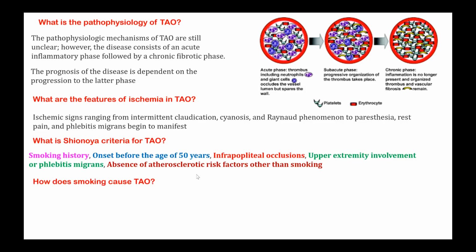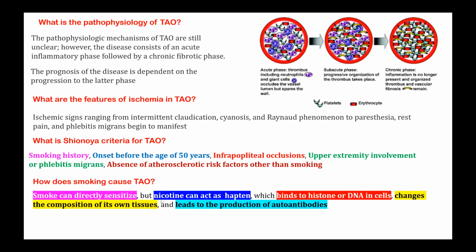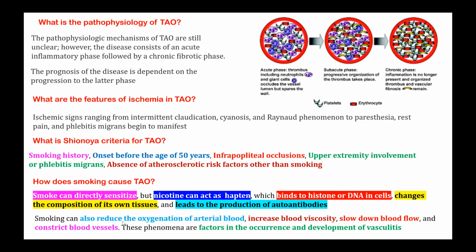And how does smoking cause TAO? Smoke can directly sensitize, and nicotine can act as a hapten. It binds to histone or DNA in cells, changes the composition of its own tissues, and leads to production of autoantibodies. Smoking can also reduce the oxygenation of arterial blood. How does smoking cause oxygen reduction? What is the mechanism? Polycythemia and decreased oxygen carrying capacity. No, polycythemia is a compensatory phenomenon to carry more oxygen. But how, first of all?